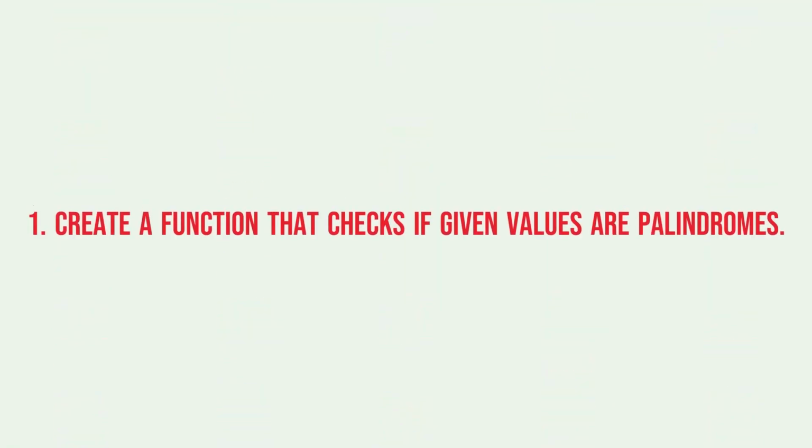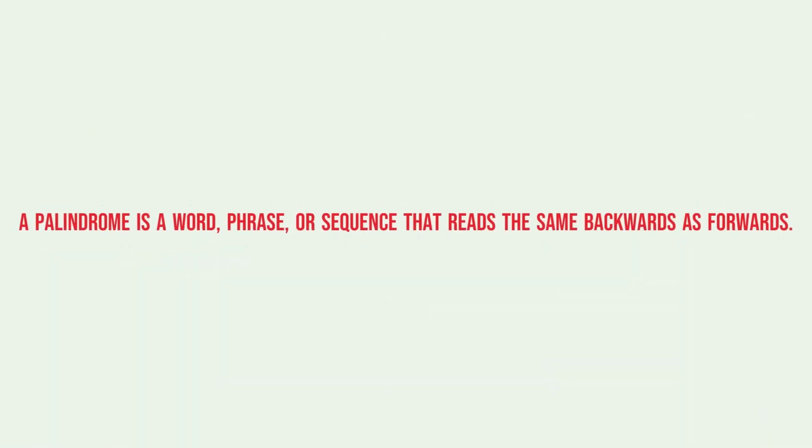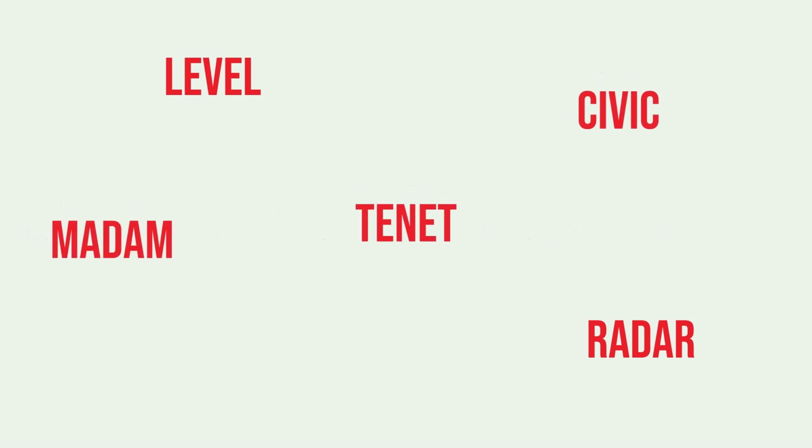One. Create a function that checks if given values are palindromes. But what is a palindrome? A palindrome is a word, phrase, or sequence that reads the same backwards as forwards. For example, level, radar, civic, madam, tenant, rotator, and etc. Let's start writing some code and create that function.